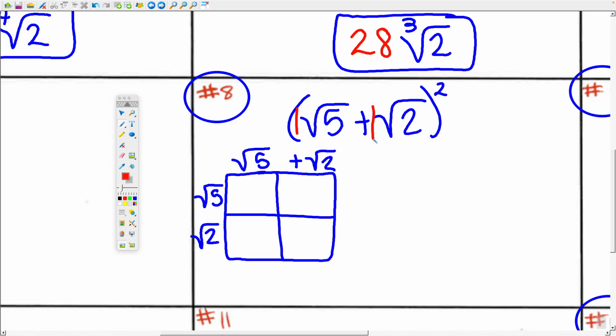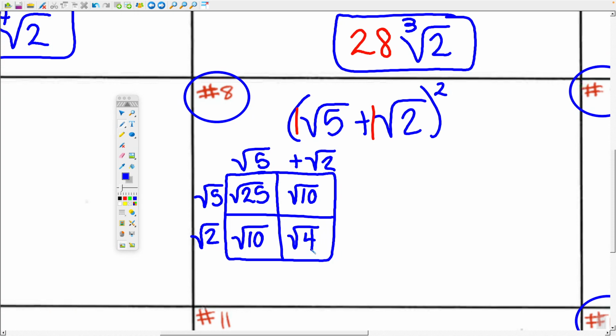So, anyway, inside times inside. This is going to be the square root of 25. This is going to be the square root of 10. This is also the square root of 10. And this is the square root of 4. All of them are positives, okay?